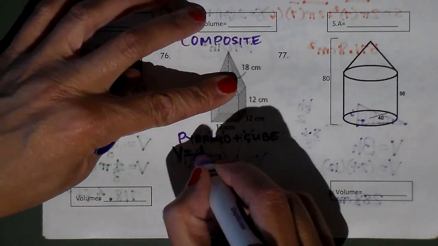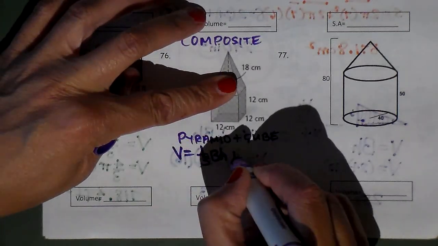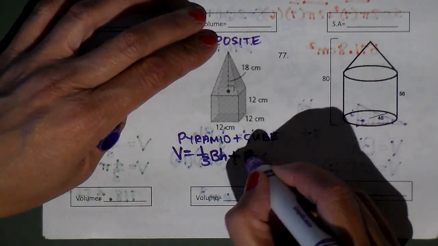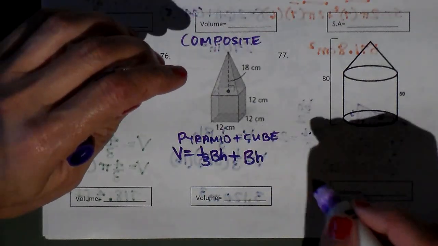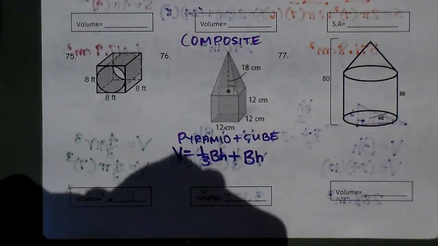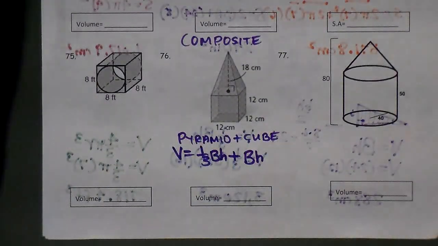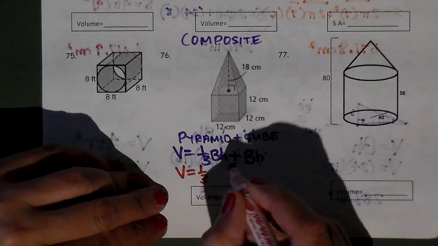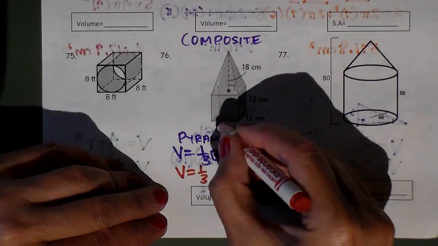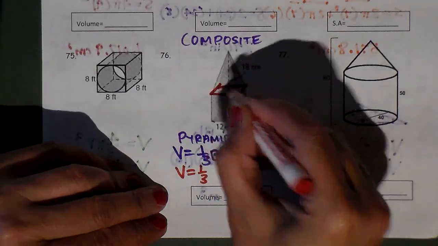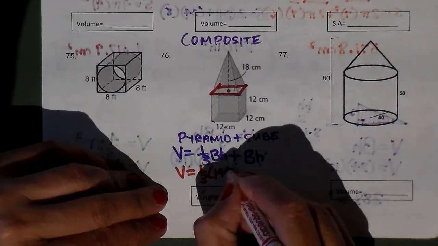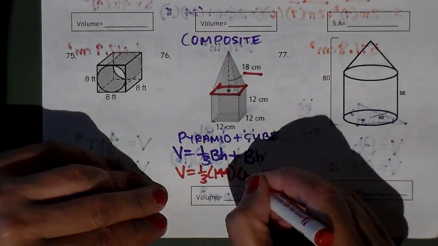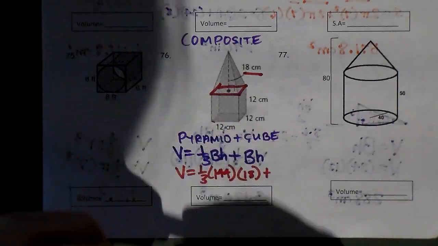The pyramid, remember, volume is 1/3 BH. And the volume of a cube is capital BH. But those are different B's now. Well, they're actually going to be the same because it's the same dimensions. So I have 1/3. What's the area of the base? Well, it's the same base here, right? It's a 12 by 12 square. So 144. And how tall is it? What's the height? 18. And again, that's regular height, not slant height.